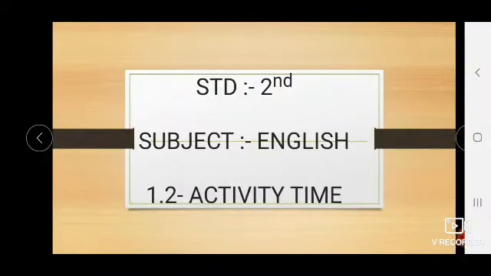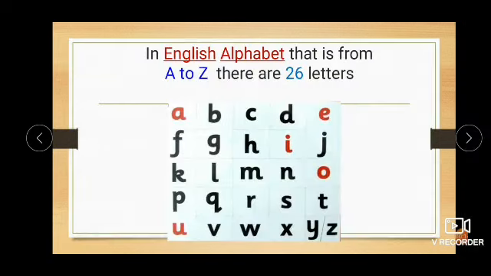Today we are going to start English second chapter from English Balbharti textbook, Unit 1, that is 1.2, Activity Time. Do you know in the English alphabet, that is from letter A to Z, there are total 26 letters.